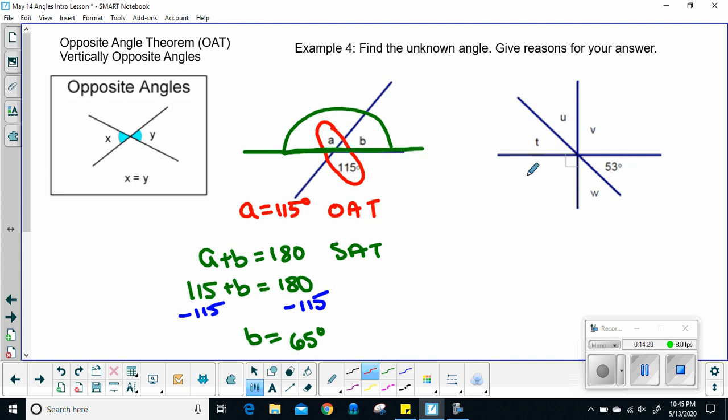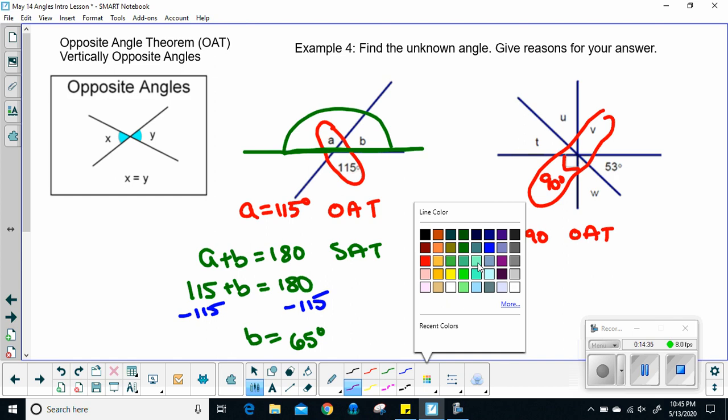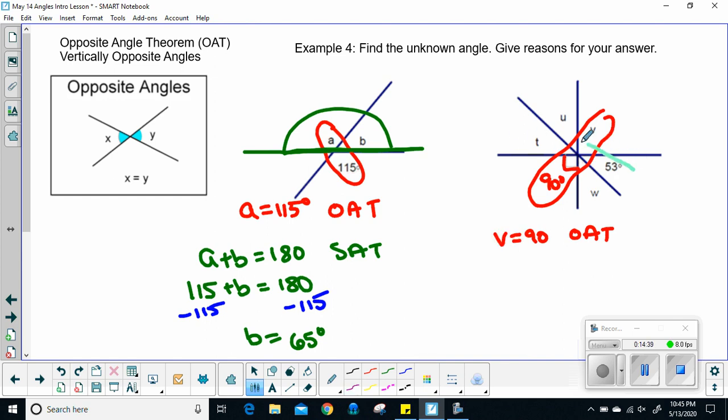So let's see. I'm given that this is a 90. So that means therefore V must be 90 by opposite angle theorem. I have another one in here. Let's pick this color, sure. There we go, there's 53.